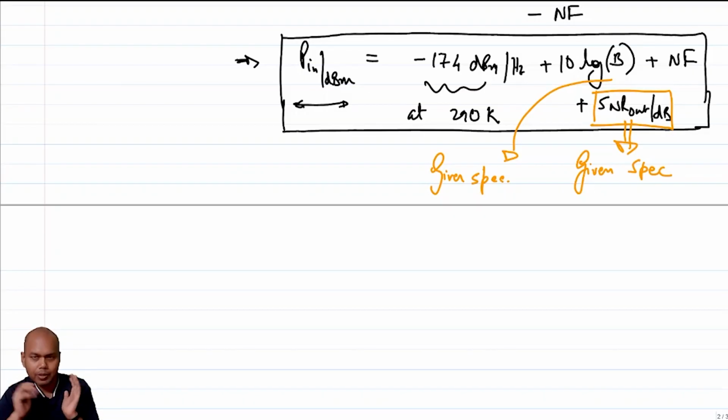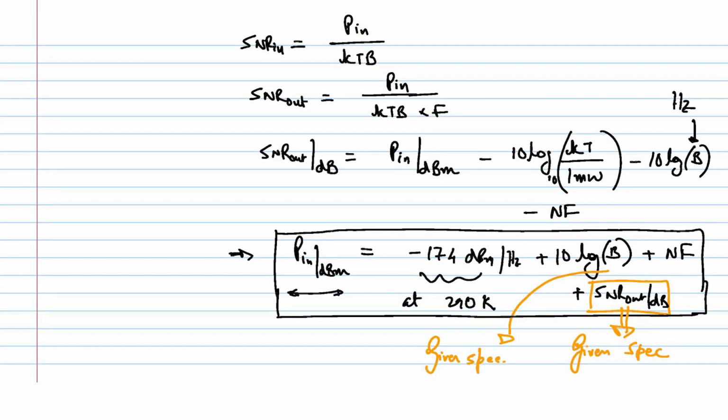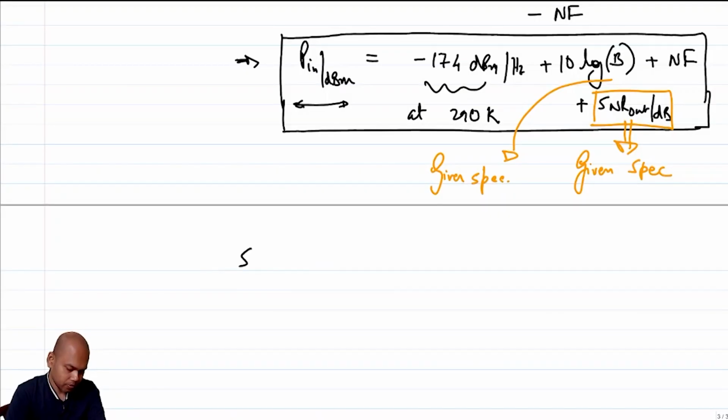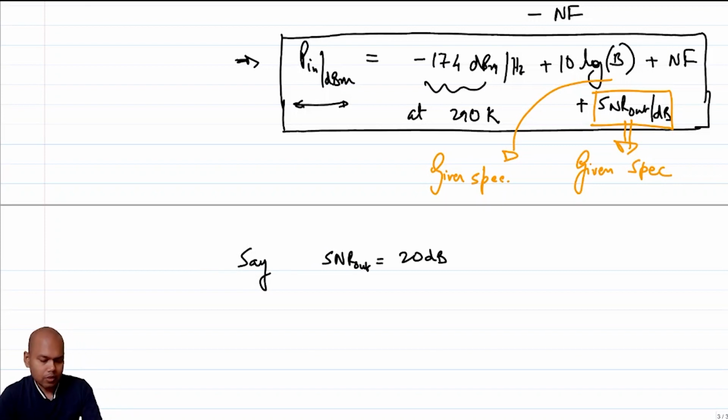Now, this formula will give you a quick and dirty estimate of whether things are doable at all or not. So, for example, if somebody tells me that we want an SNR out of 20 dB, right? And let's say my bandwidth is 1 megahertz, right? So what does this expression boil down to? My minimum P in, right?